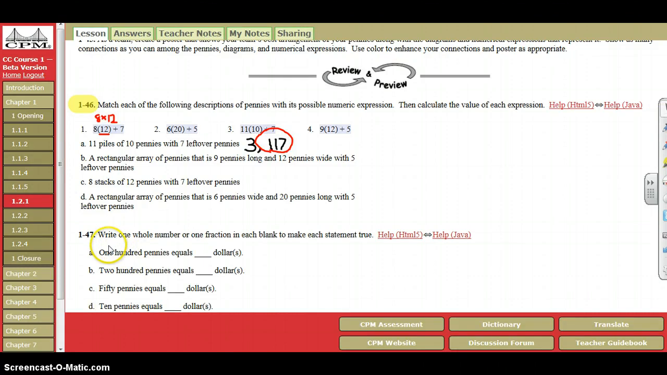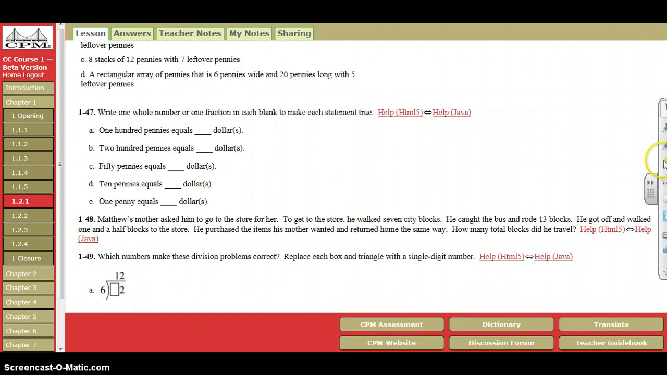Moving on to 147, let me just erase what I have up here so that it doesn't follow us on the screen. 147 says write one whole number or one fraction in each blank to make each statement true. For 147A, it says 100 pennies equals how many dollars? You're going to fill in the blank.